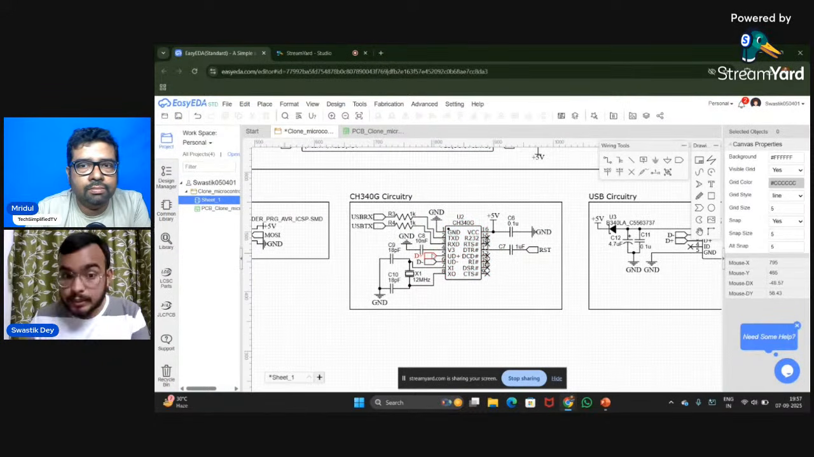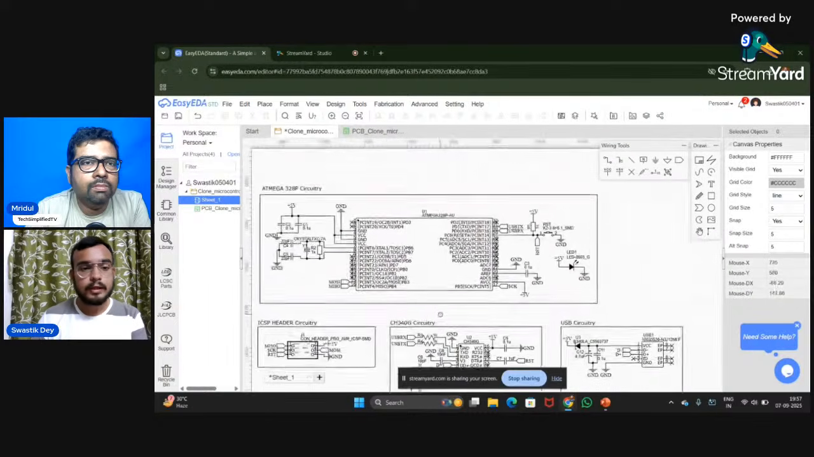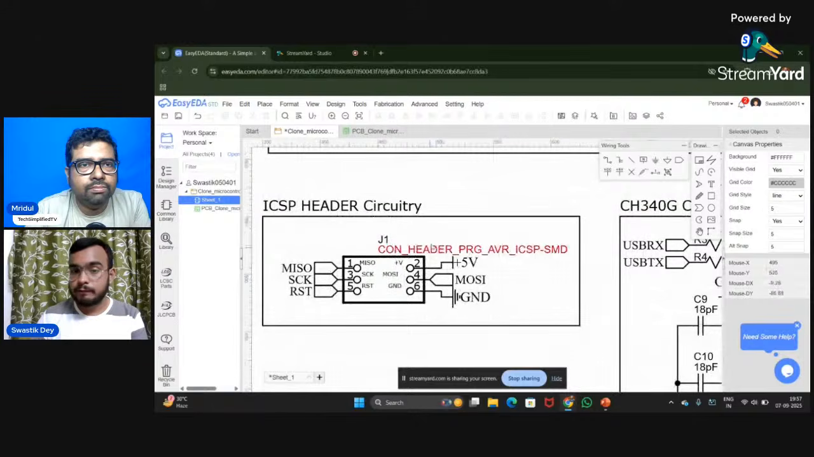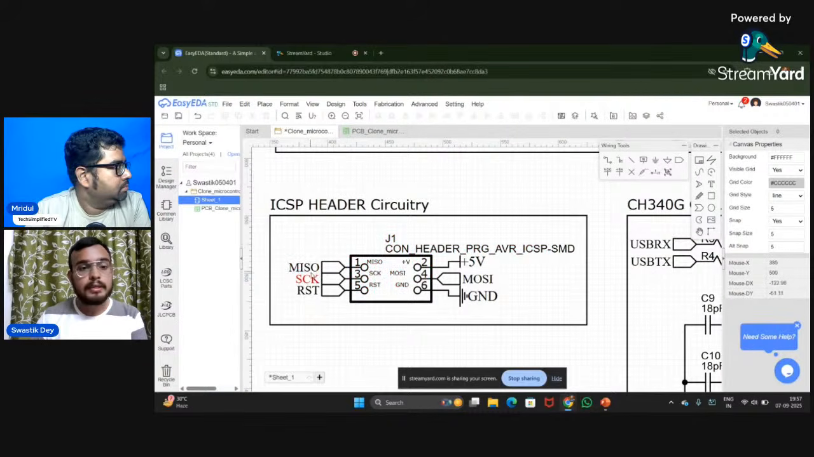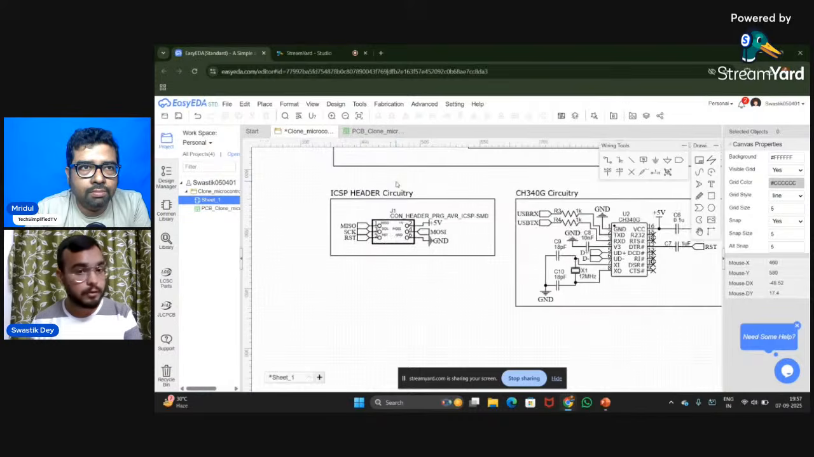And just like we said, the CH340G circuitry works with the 12 megahertz clock over here. So yeah, we have the clock over here along with some capacitors. This is the ICSP header circuitry, the 6 different pins that we talked about. We have the MISO, clock and reset, followed by the power, MOSI and the ground pins. This ICSP header circuitry acts as a backdoor to programming the microcontroller.